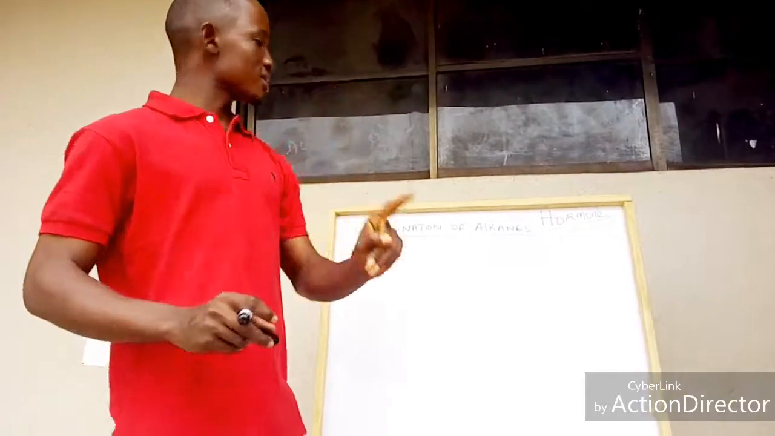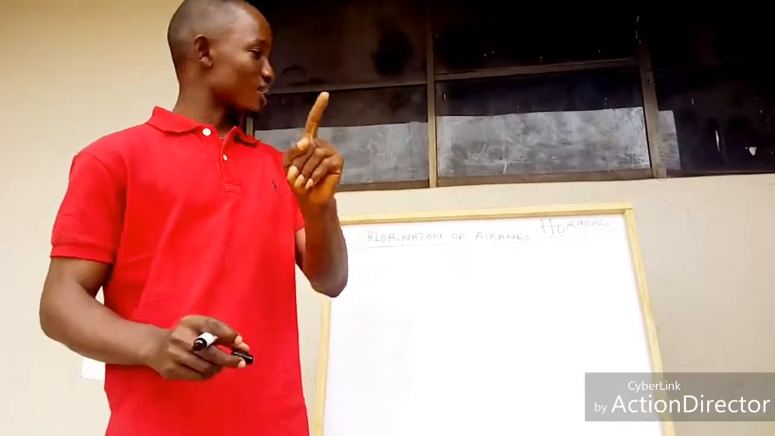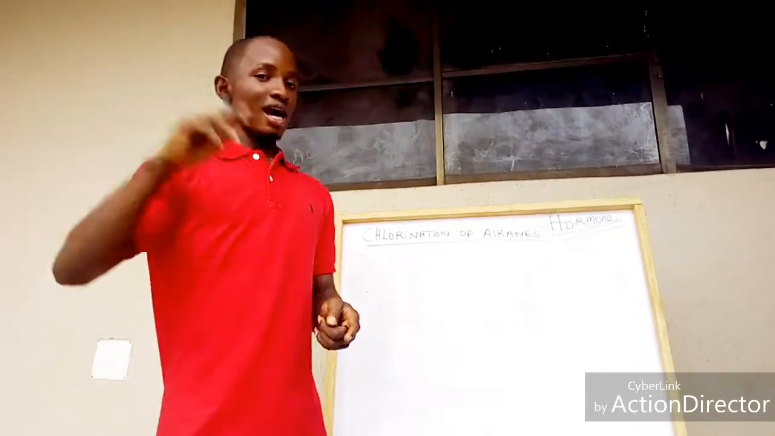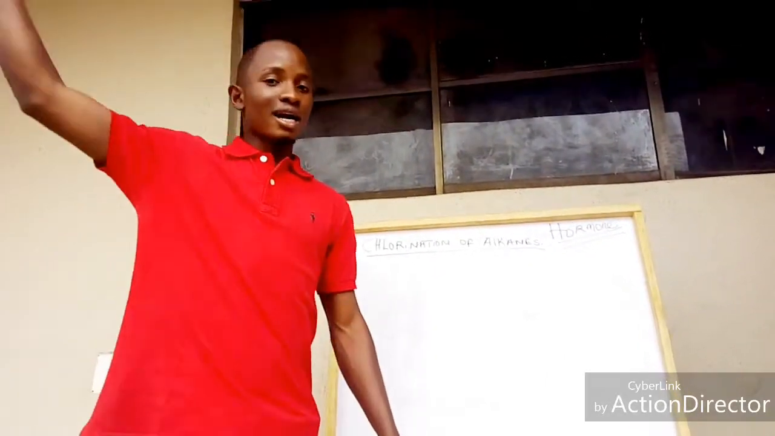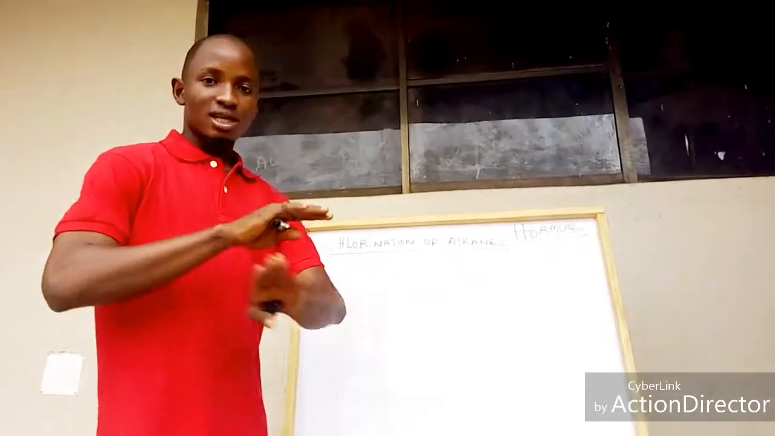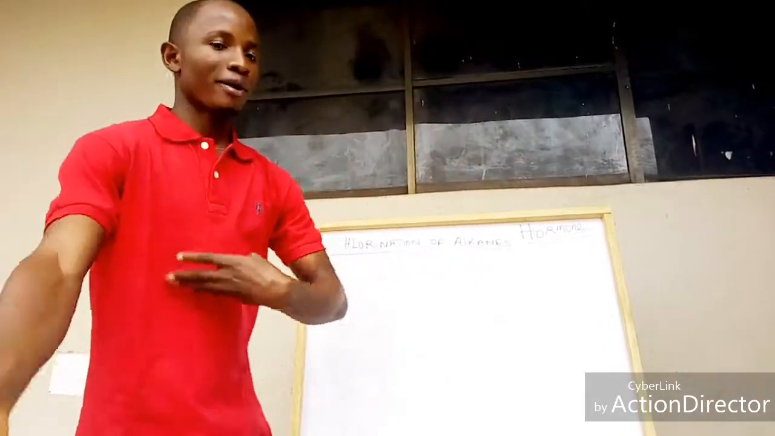Now, one thing you must know is this: the alkanes are very saturated. That means they have only single bonds, not like the alkenes and the alkynes. The alkenes have double bonds, the alkynes have triple bonds, but the alkane has only single bonds. Hence, they are saturated. They hardly undergo reaction.